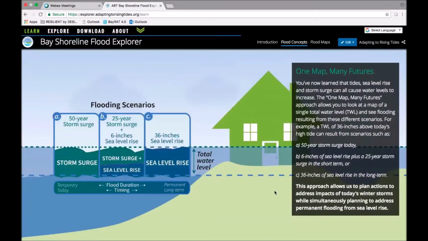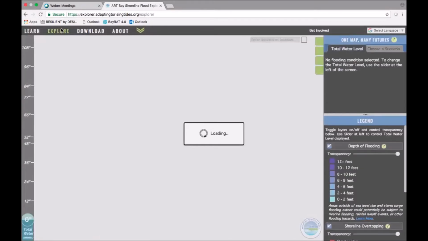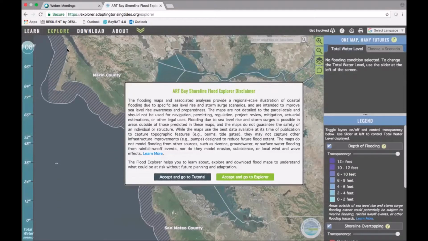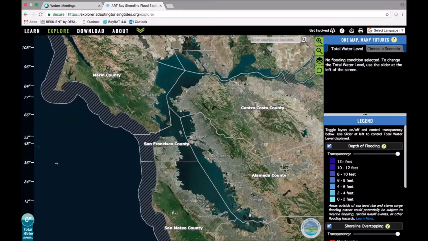Once the stakeholders are familiar with these key concepts, they're ready to jump into the maps, clicking the Explorer tab at the top. The first thing that they need to do is acknowledge a disclaimer, which basically highlights some of the intended uses of the Explorer for supporting regional planning, and also highlights some of its limitations. We can use the map interface to explore and visualize flood risk and exposure along specific areas of interest.